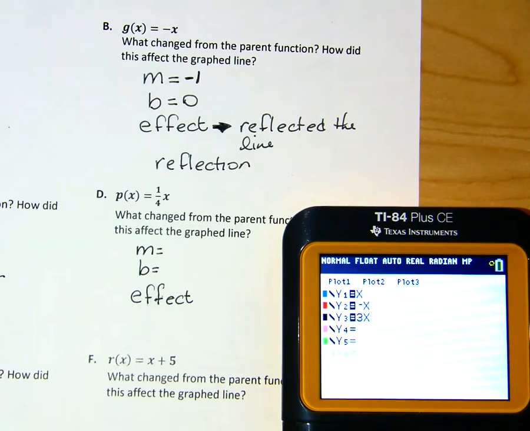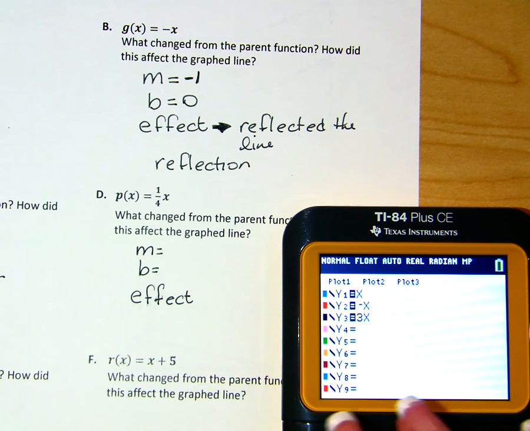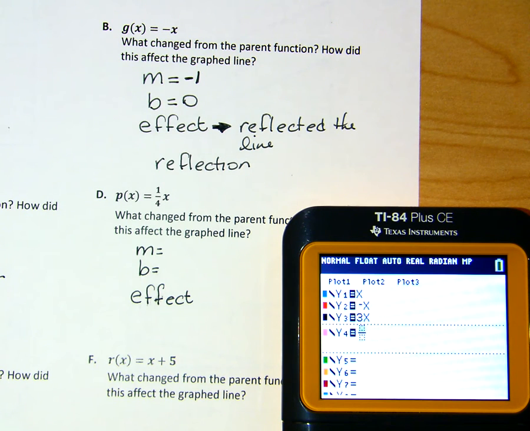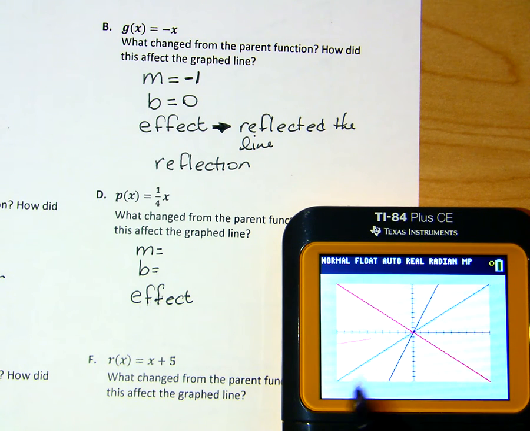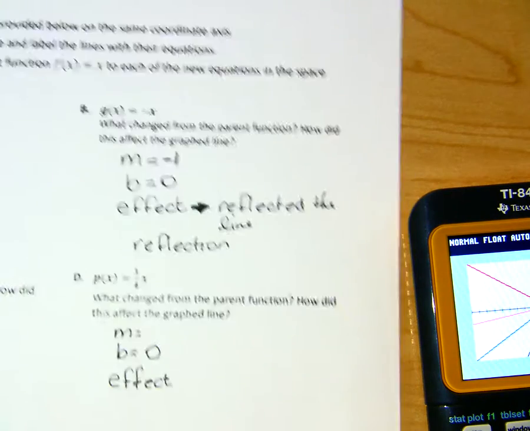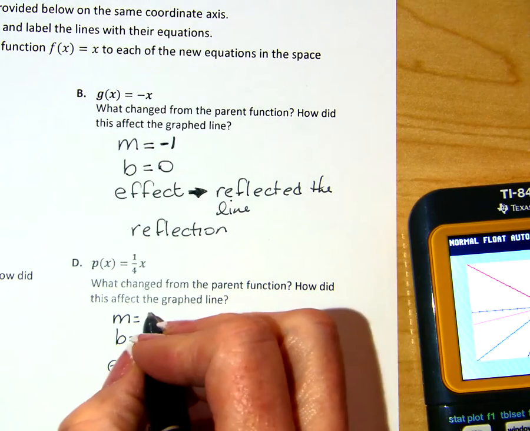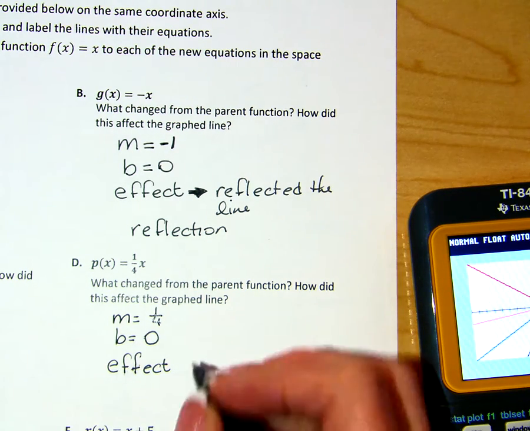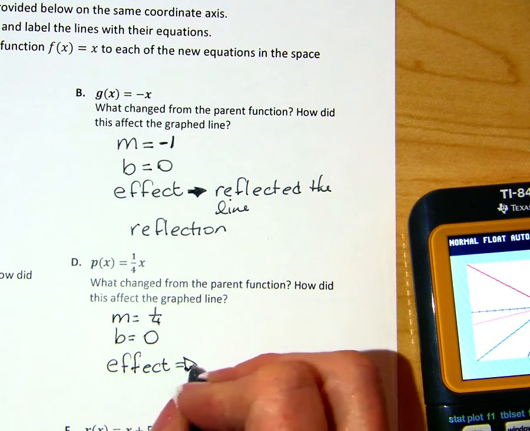For 1/4 x, we'll graph it. And here's this new fuchsia line there. When we compare this blue line, which is our parent function, to this new line here, we see that the new line is less steep. So it has the same y-intercept, but its slope is now 1/4, and the effect then is that it is less steep.